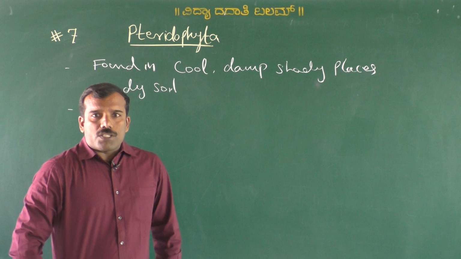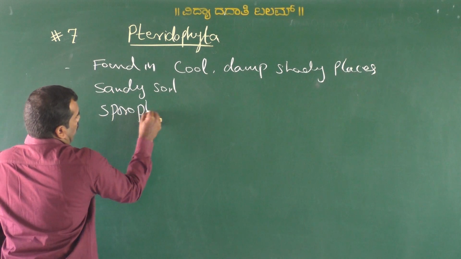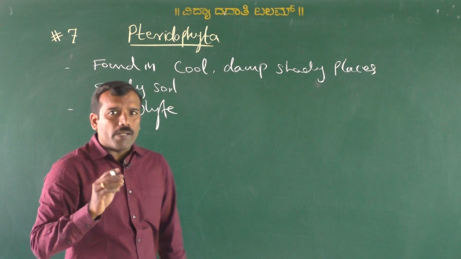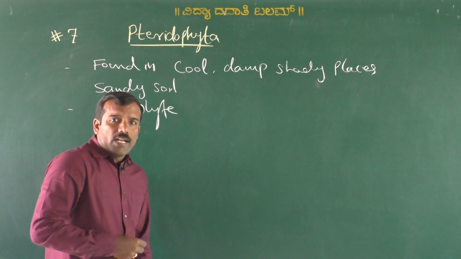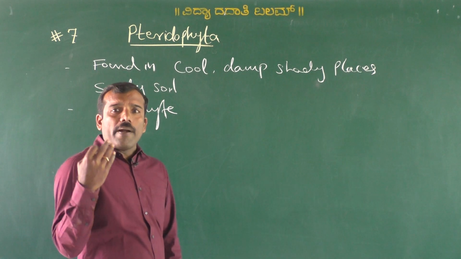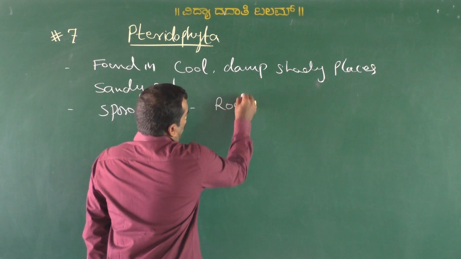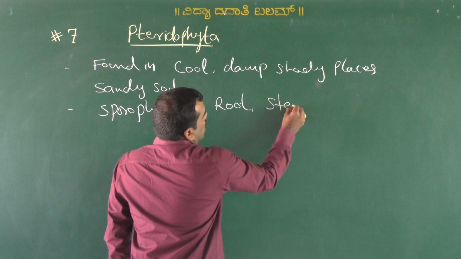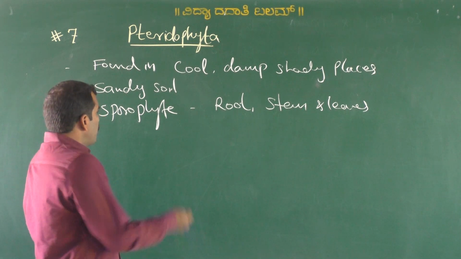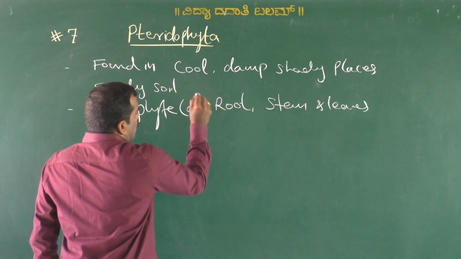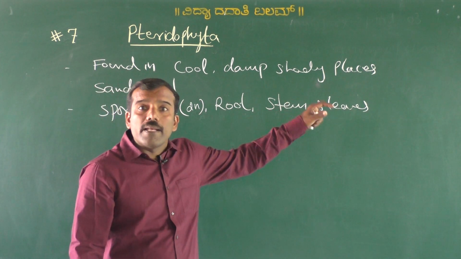Then the plant body is sporophyte. The plant body is a sporophyte because they produce spores; it is a spore-producing plant body. The plant body is well developed, and the sporophyte is differentiated into root, stem and leaves. The sporophyte is diploid and clearly distinguished into root, stem and leaf.